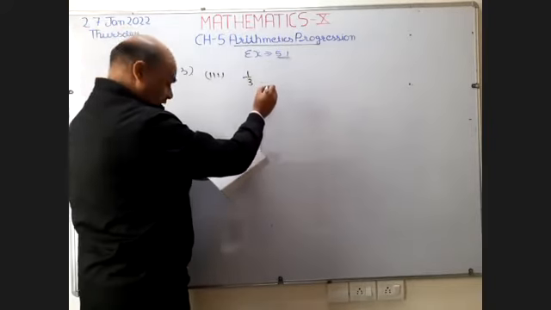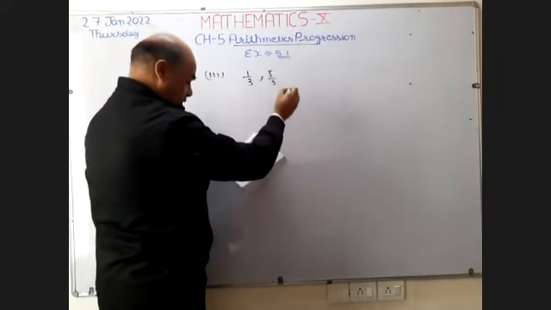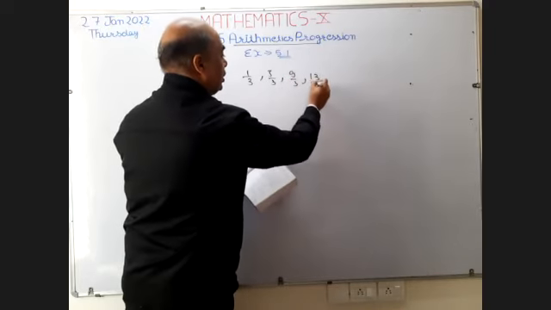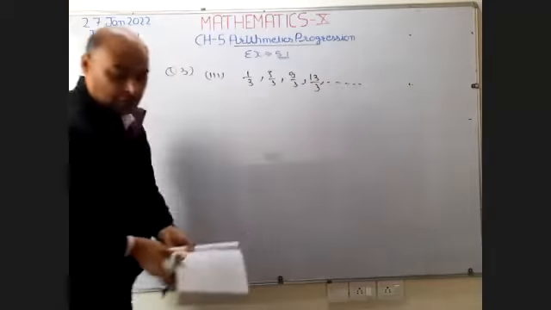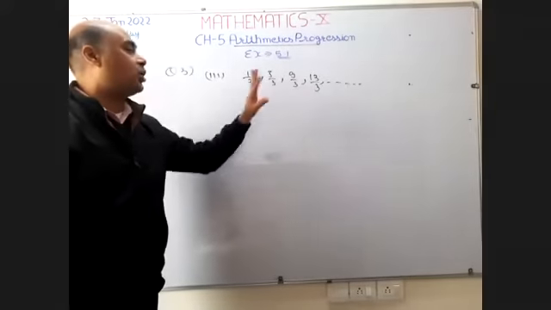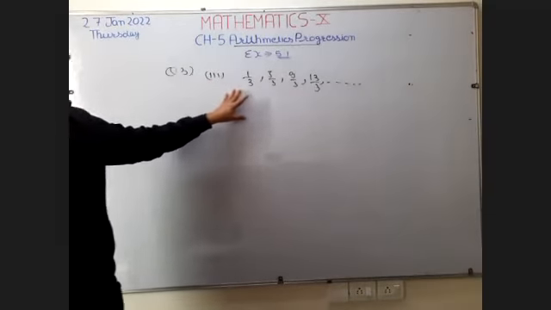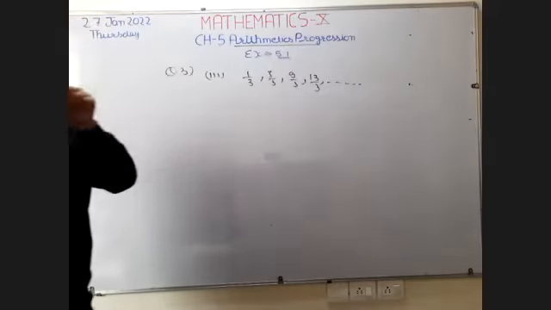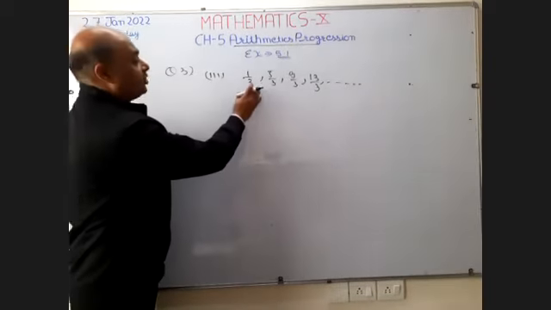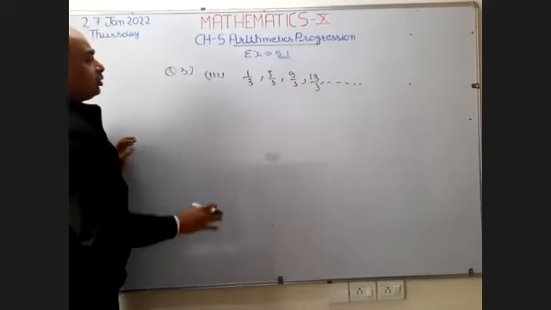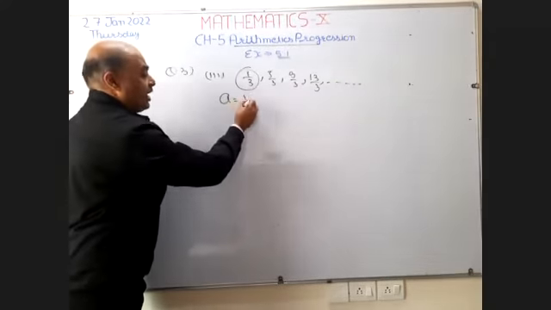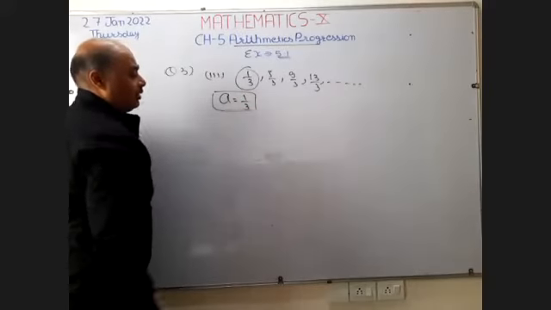So this one is 1 by 3, 5 by 3, 9 by 3, 13 by 3, and so on. So this AP is already given. We are not going to check whether it is an AP or not. In your question, it is written that it is an AP. So in this question, we want to check what is the first term of the AP and what is the common difference. The first term of AP is A. So the first term of AP becomes 1 by 3.